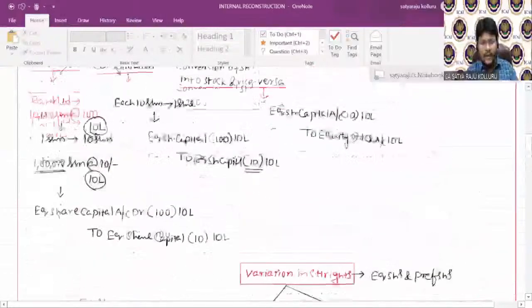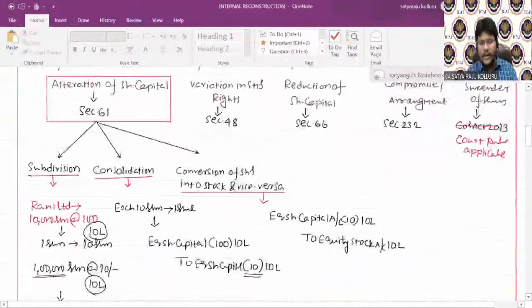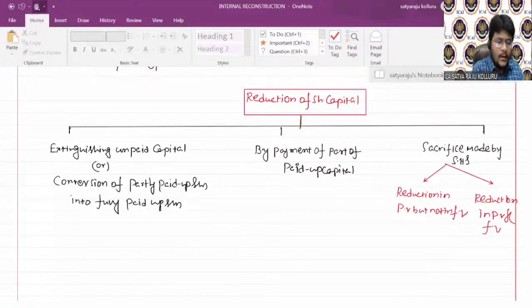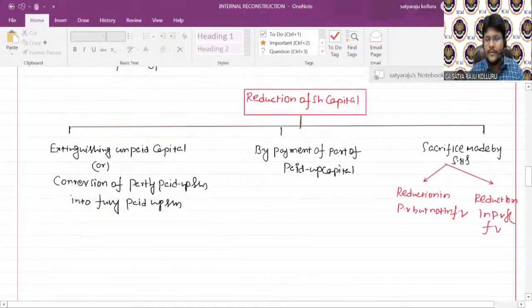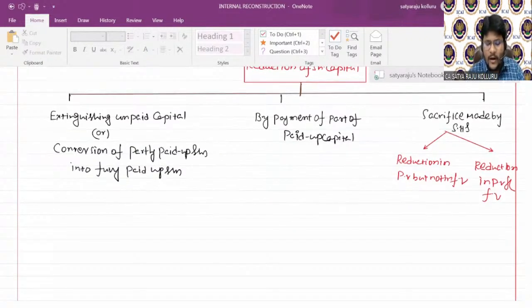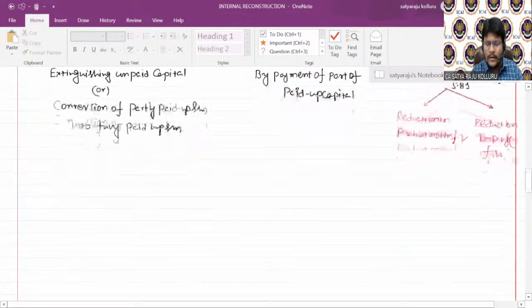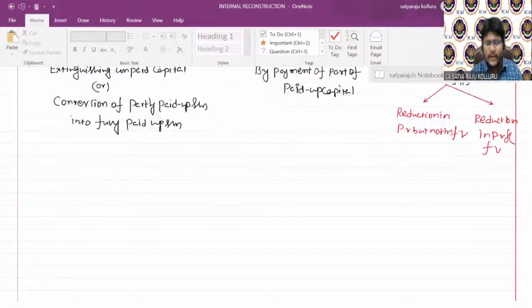So the earlier two things, either alteration of share capital or variation in shareholders' rights, most of the things are related to the theoretical aspect. But from here, the real internal reconstruction procedure is going to start. Concentrate. So extinguishing unpaid capital or conversion of partly paid up shares into fully paid up shares. How is the reduction of share capital going to occur, sir? I'll give an example so you can understand very easily.